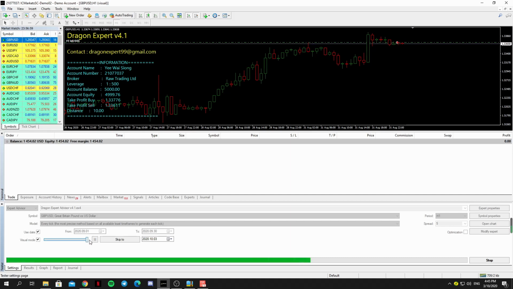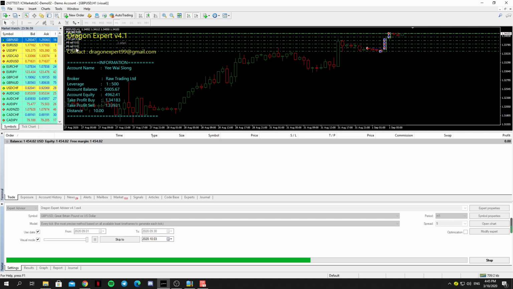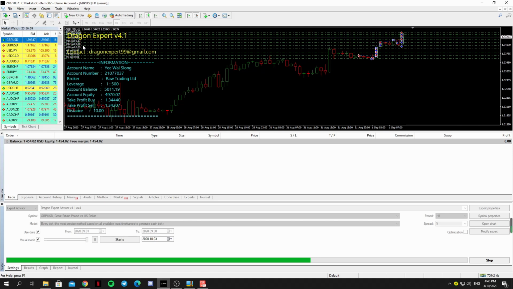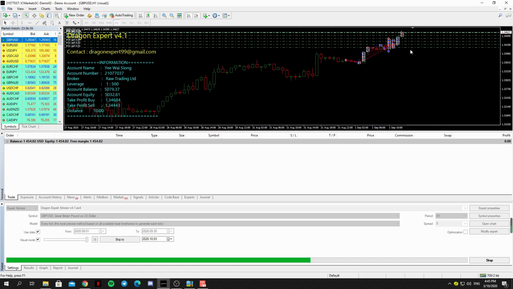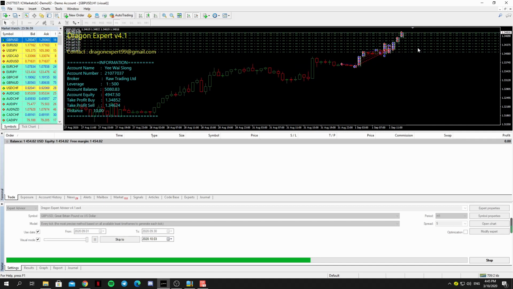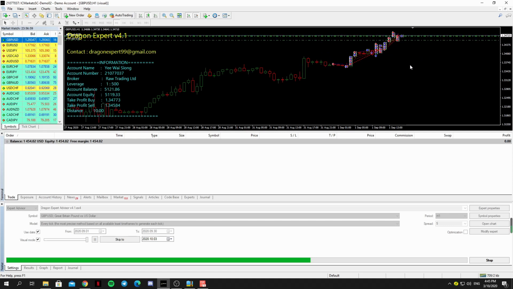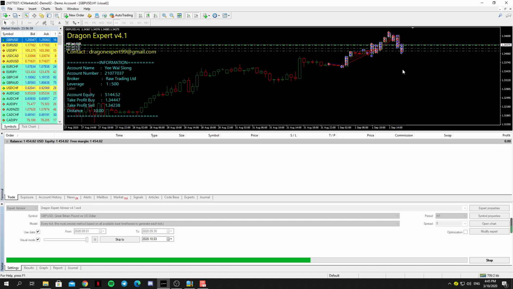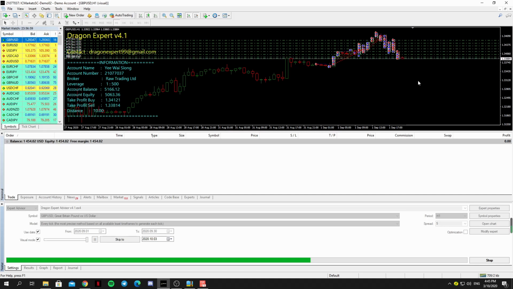Let us speed up a little bit and see how it goes. As you can see, the martingale keeps increasing for the sell trade: 0.3, 0.5, 0.08, 13. If you are going for high risk or high volatility, you might have trouble for your money because it really opens up a lot of trades using sufficiently large lot sizes. So let's see how this expert advisor reacts, and we will come back later.